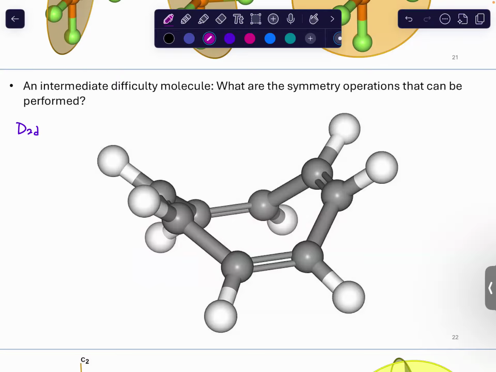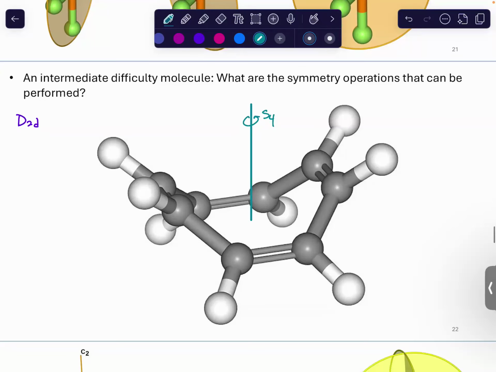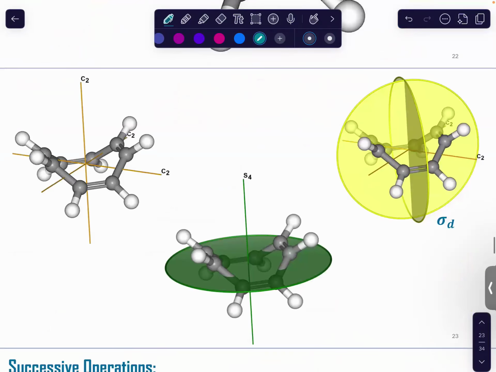And keep in mind, for a boat, when you reflect, the down part of the boat is going to become the up part of the boat, and the up part will become the down part. So would it be like an S4? It is. It's an S4, because if I rotate it 90 degrees, and it's easier to see down here, and then I reflect, there you see your C2s, you see your sigma Ds. So let's take a look at how this S4 works, okay?